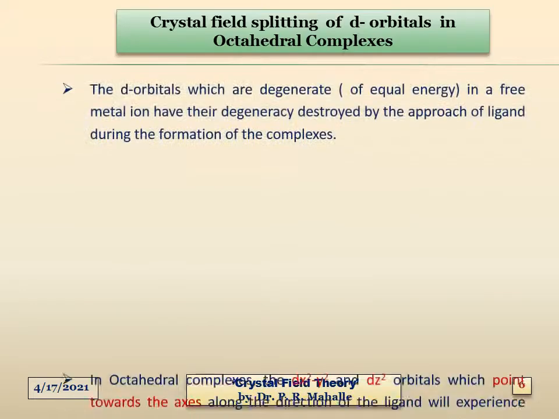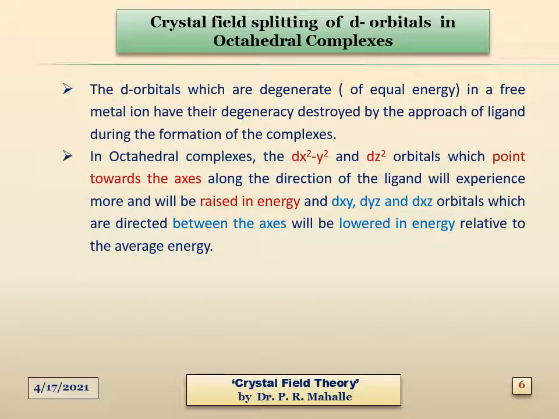Now we will see the d orbitals which are degenerate. We will see the crystal field splitting of the orbitals in octahedral complexes. The d orbitals, which are degenerate, of equal energy in the free metal ion, have their degeneracy destroyed by the approach of the ligand during the formation of the complexes. In octahedral complexes, the dx square minus y square and dz square orbitals, which point towards the axis along the direction of the ligand, will experience more repulsion and will be raised in energy, and the dxy, dyz and dzx orbitals, which are directed between the axes, will be lowered in energy relative to the average energy.